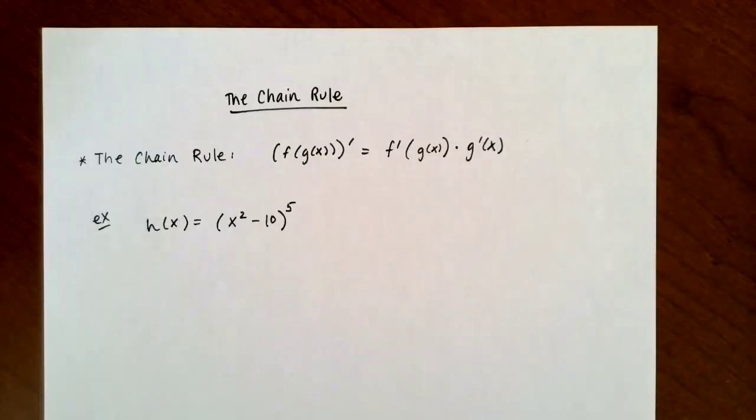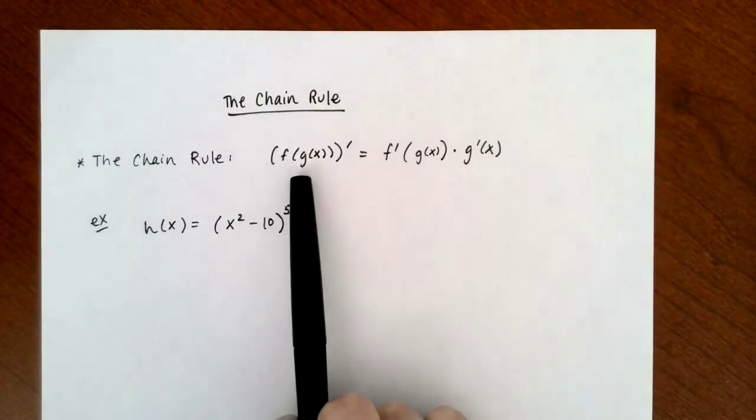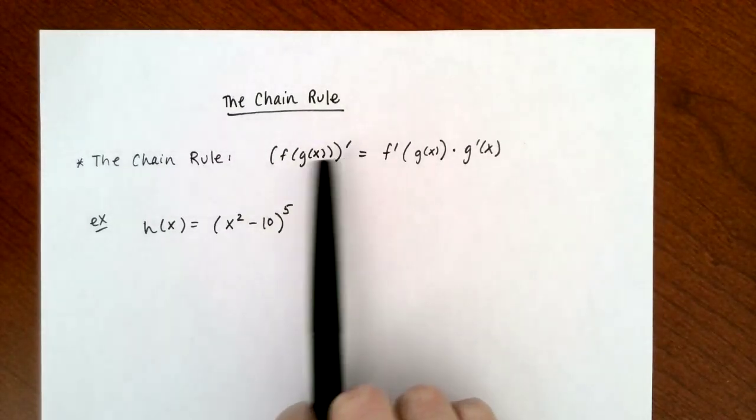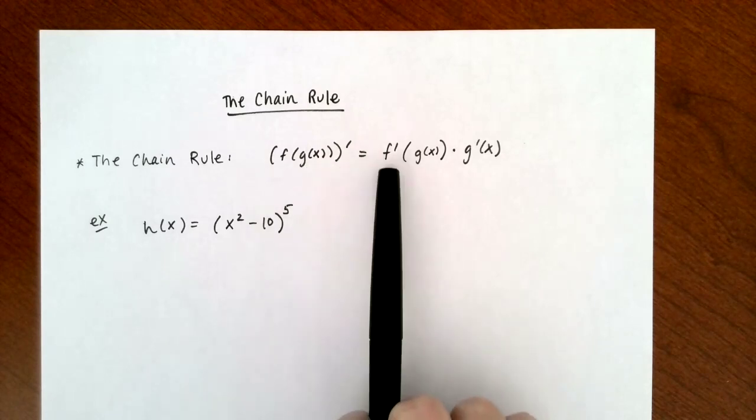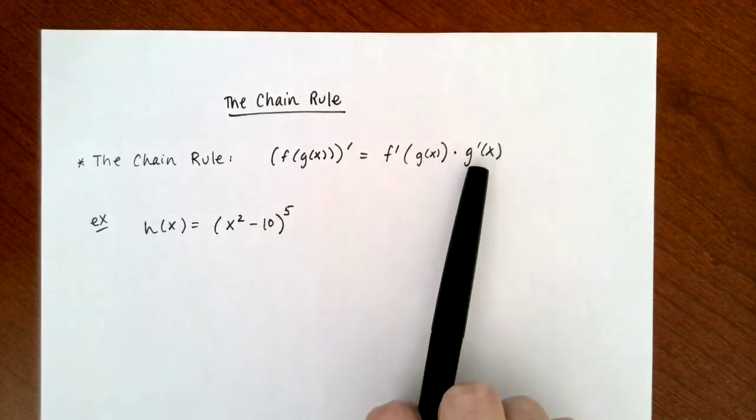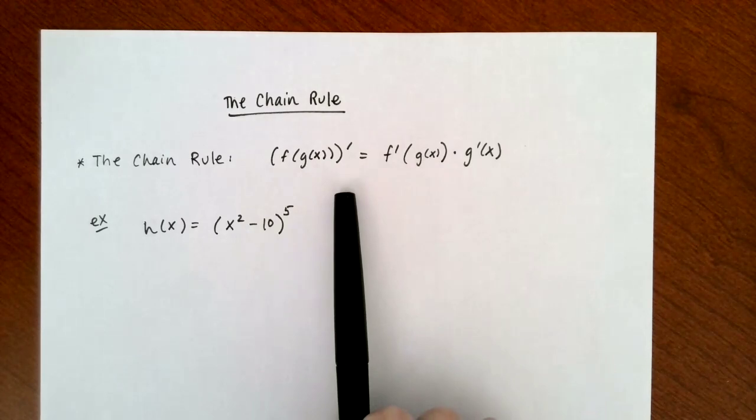Let's talk about the chain rule. So the chain rule is the formula that you can see on the screen here. The derivative of f of g of x is f prime of g of x times g prime of x. So the chain rule could also be called the composition rule.